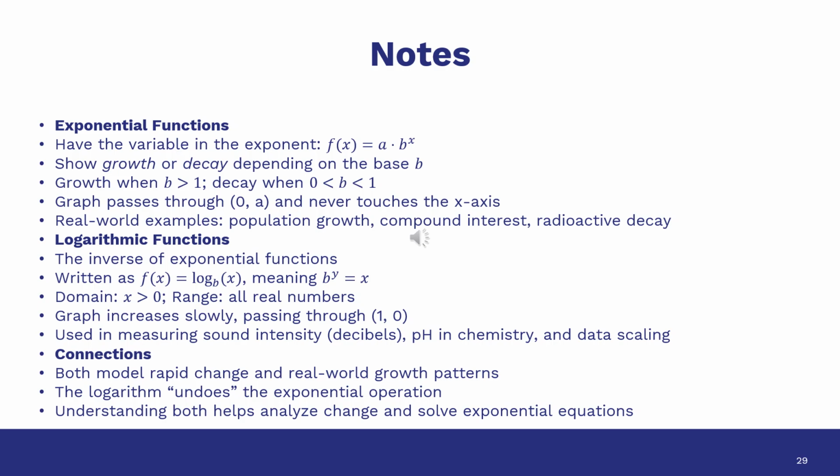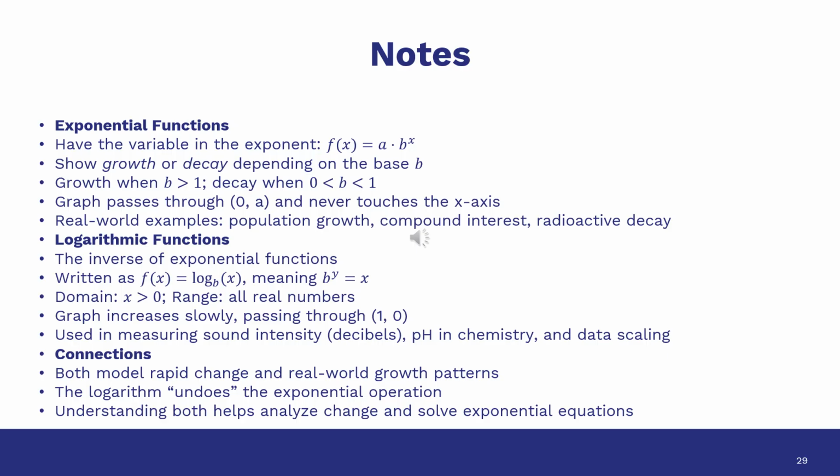When b is greater than 1, the graph rises quickly, showing exponential growth, like a population that doubles every few years or money that grows through compound interest. But if b is between 0 and 1, we see exponential decay, like radioactive material breaking down over time. Notice that exponential graphs always pass through the point (0, a) and never touch the x-axis. They approach it but never quite reach 0.